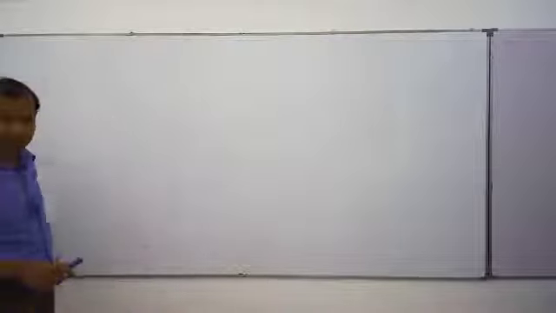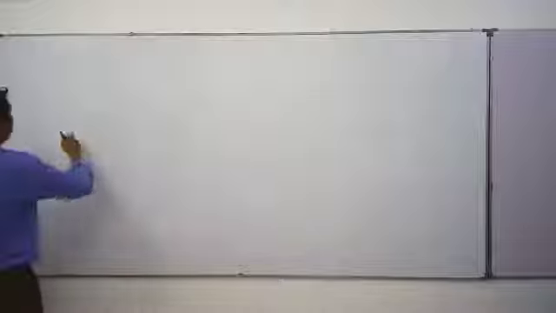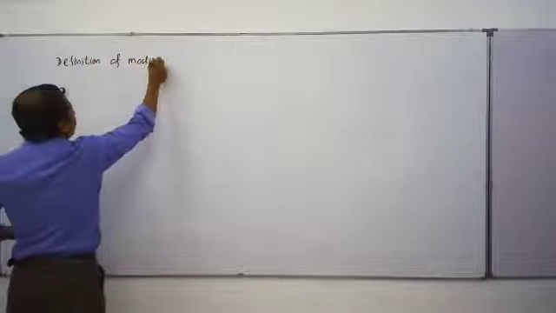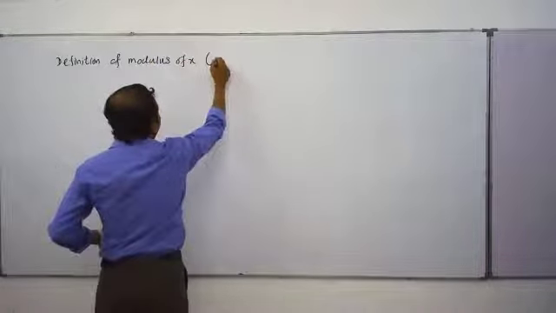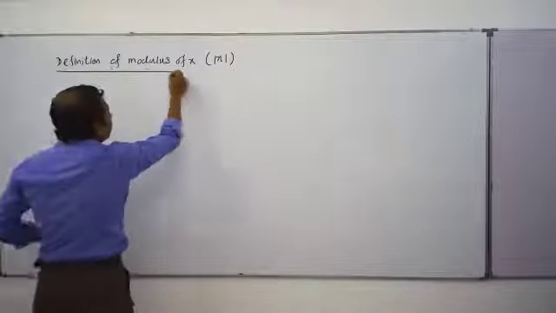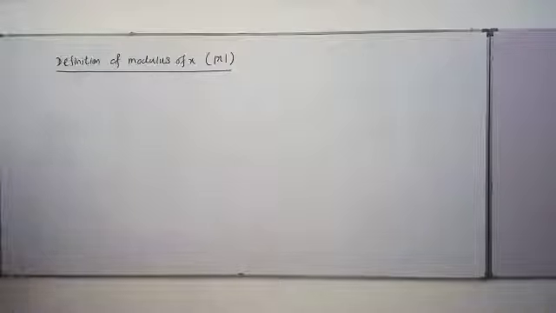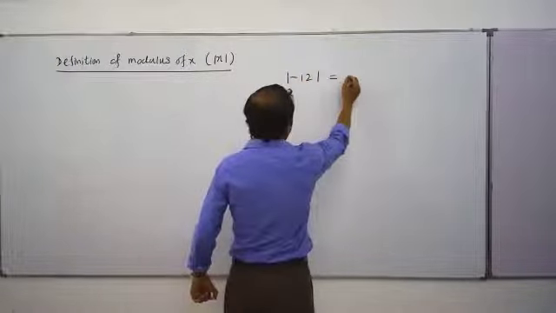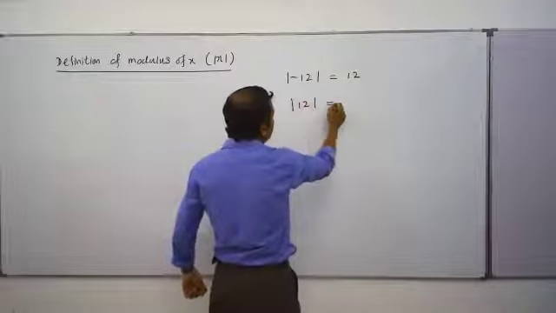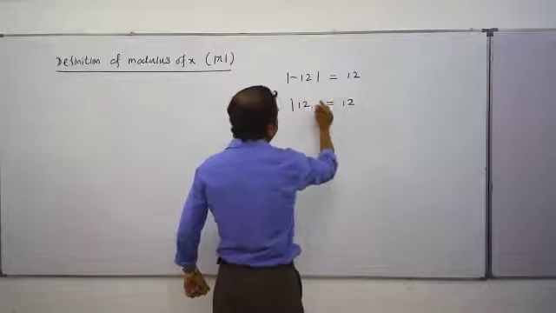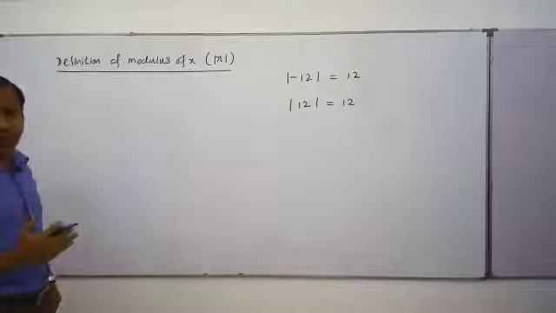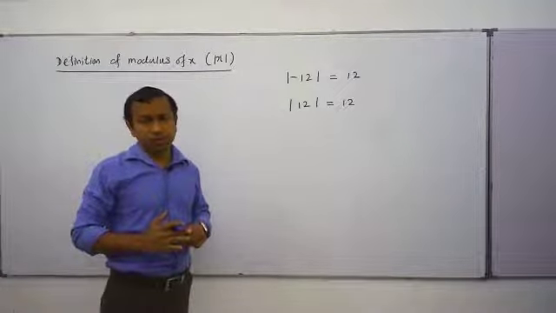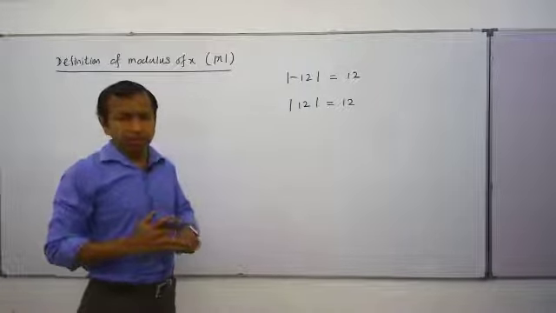All right, we'll come to the next definition: definition of modulus of x. Now, when we take the modulus of a real number like minus 12, its answer is plus 12. When you take the modulus of plus 12, the same value. We can categorize the real numbers into 3 categories: positive numbers, negative numbers, and 0. 0 has no sign.